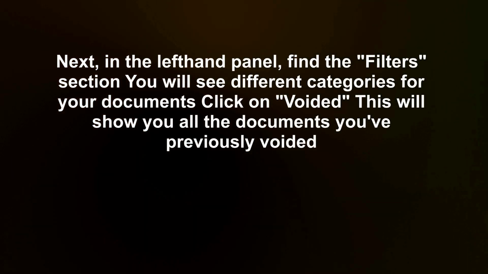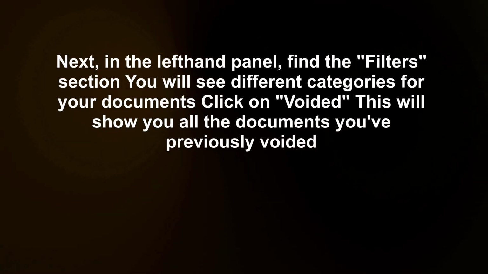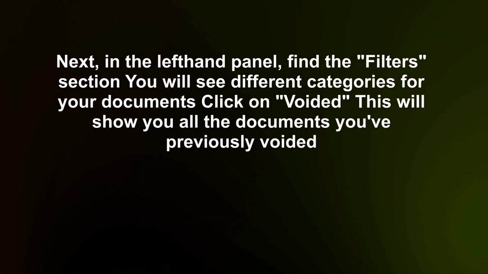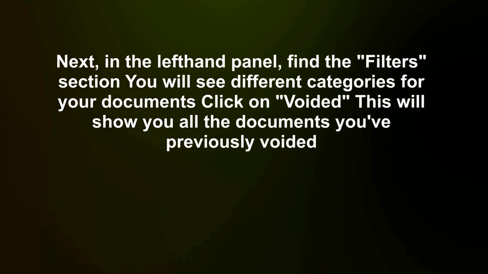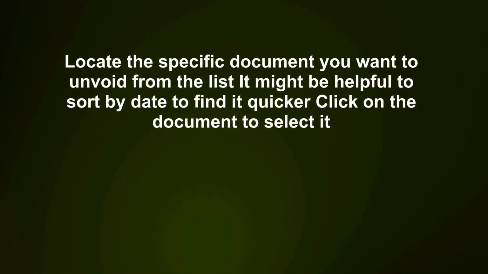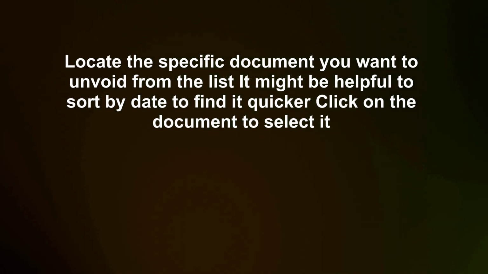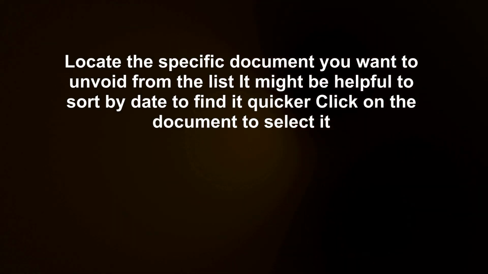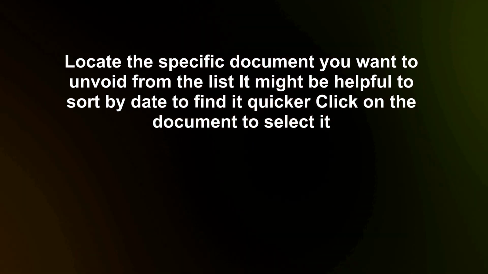Next, in the left-hand panel, find the Filters section. You will see different categories for your documents. Click on Voided. This will show you all the documents you've previously voided. Locate the specific document you want to unvoid from the list. It might be helpful to sort by date to find it quicker. Click on the document to select it.